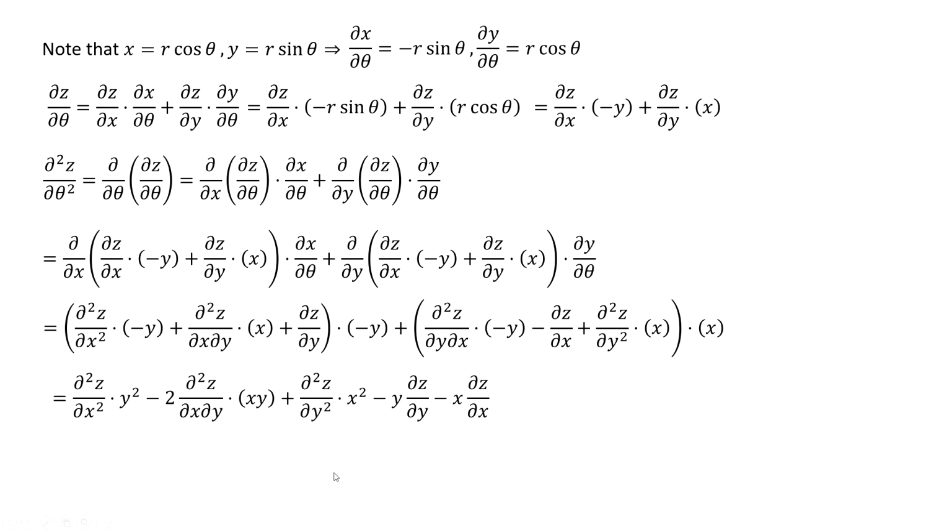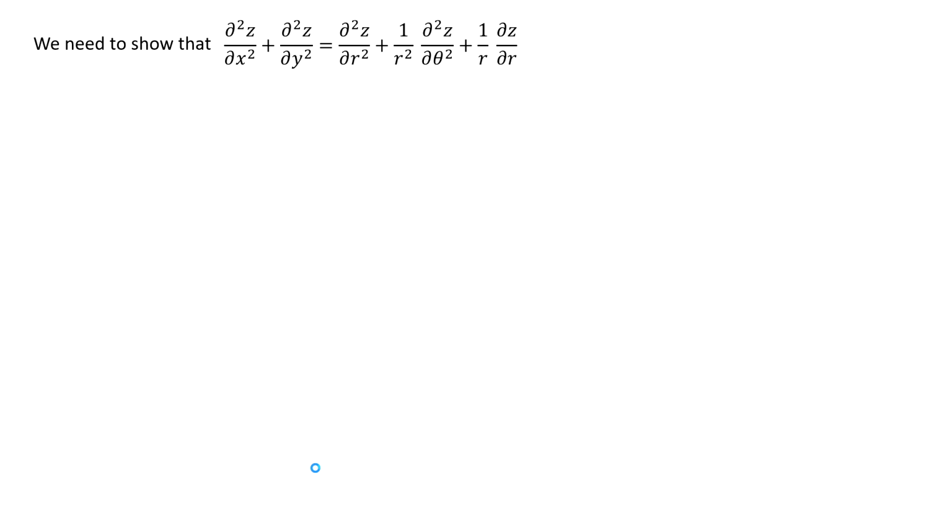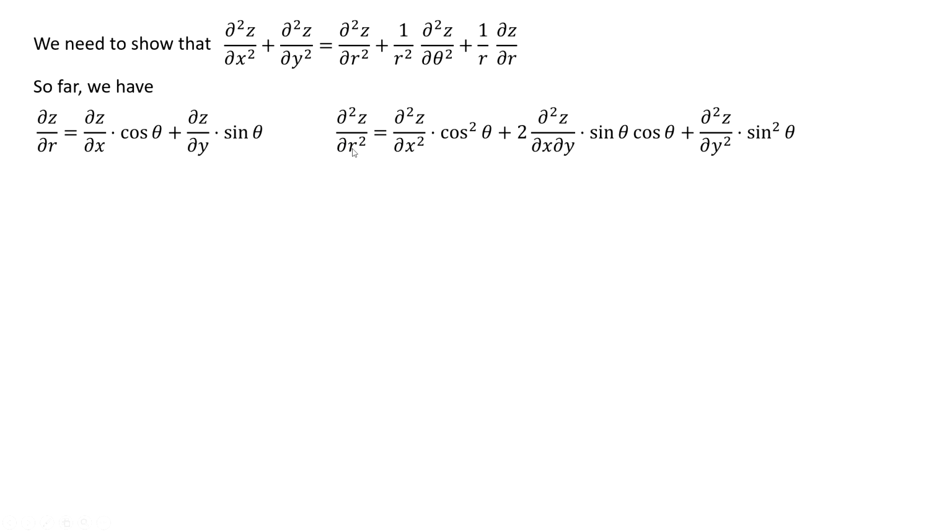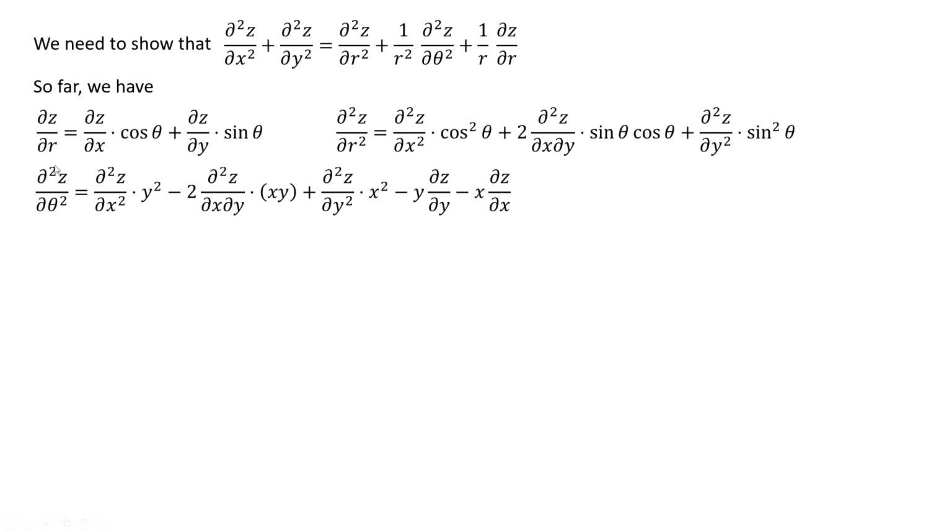A little more involved. And if we put together all of this, we need to show that. And we figured partial z with respect to r, and second partial z with respect to r, second partial z with respect to theta. So those are the things that we had so far, right? We found every one of these quantities on the right hand side. So let's plug those things in.